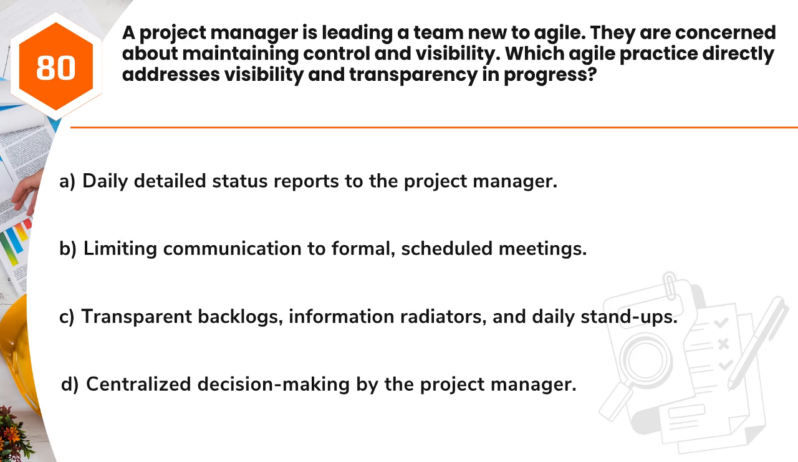Question 80. A project manager is leading a team new to Agile. They are concerned about maintaining control and visibility. Which Agile practice directly addresses visibility and transparency in progress? A. Daily detailed status reports to the project manager. B. Limiting communication to formal, scheduled meetings. C. Transparent backlogs, information radiators, and daily stand-ups. D. Centralized decision-making by the project manager.